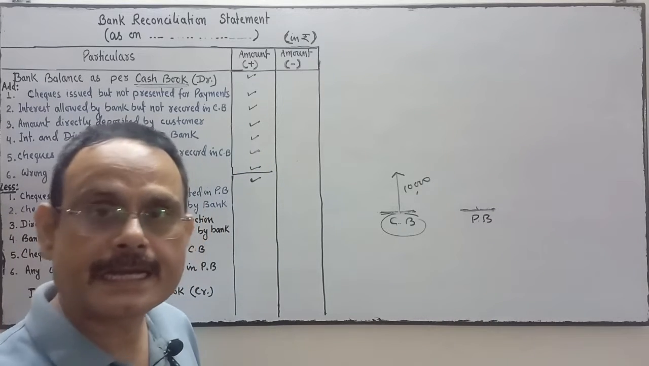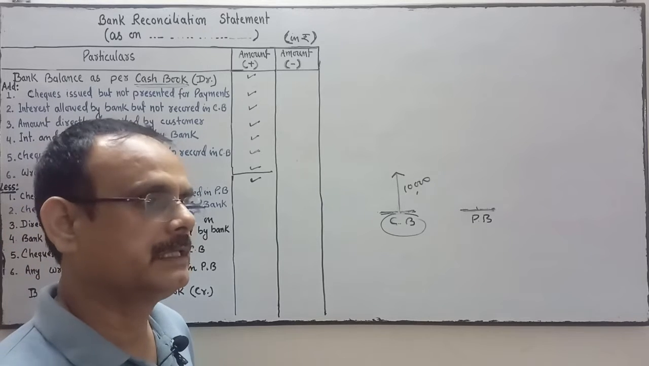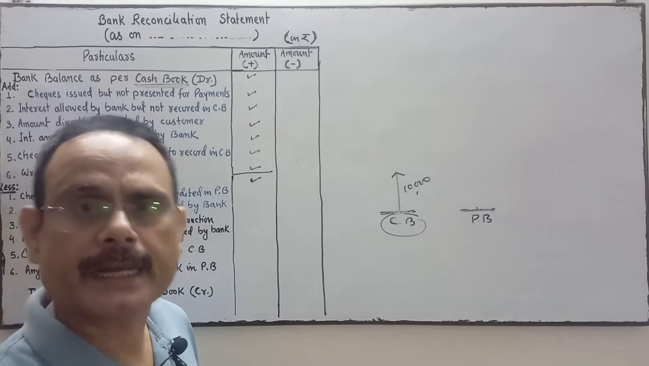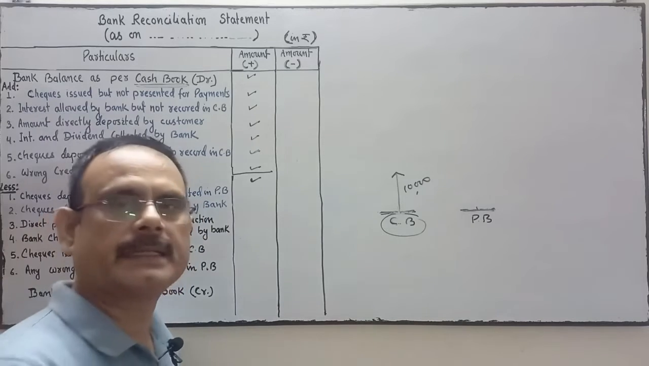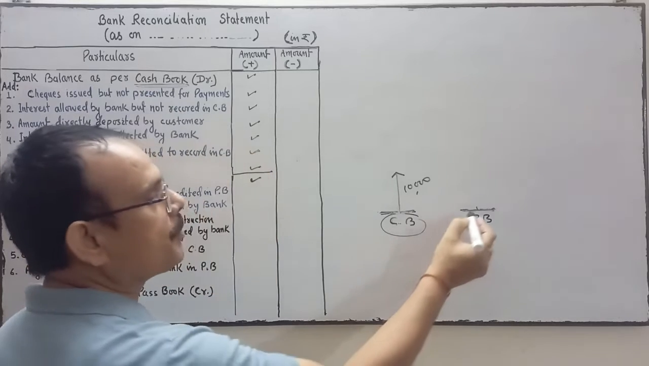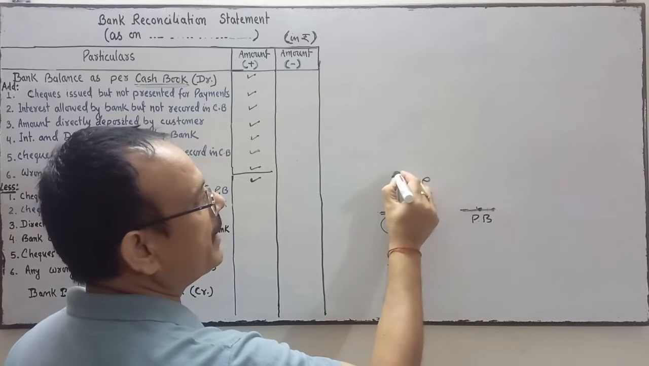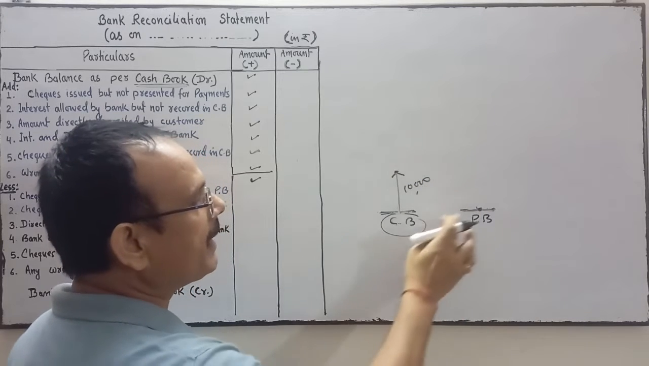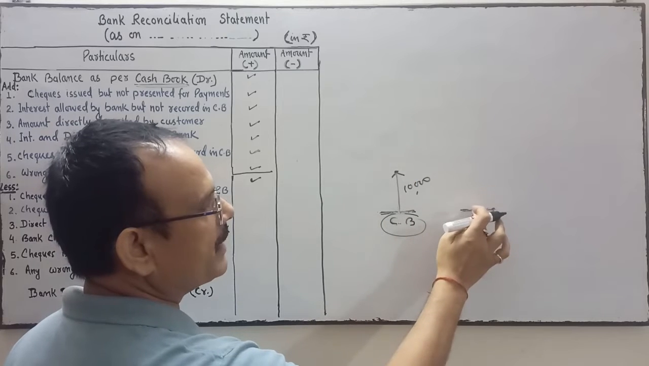Not credited means it is not recorded in the passbook by mistake, or the check which was deposited may not be collected by the bank. If the check is not collected by the bank, that's why it is not credited, and then your passbook balance is not increased. Your passbook balance is here, your cash book balance is here. The cash book balance is 10,000 higher.